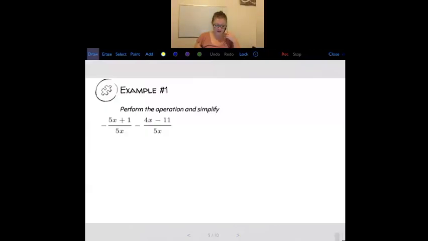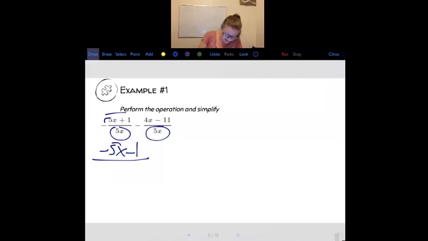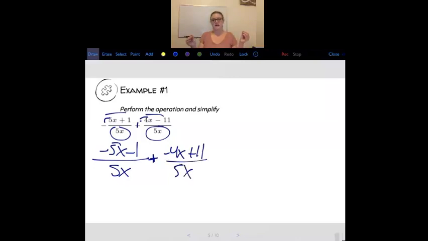Example 1, perform the operation and simplify. So lots of negative signs going on here. Notice how the denominators are already the same, so we can go right to adding or subtracting these. What I'm going to deal with first, though, is the negative. So I'm going to distribute the negative to the numerator to write this as negative 5x minus 1 over 5x. And if I'm adding a negative instead of subtraction, this becomes positive, and the negative goes to the 4x and to the 11. And so now I can see what I'm working with because there are no more negative signs.